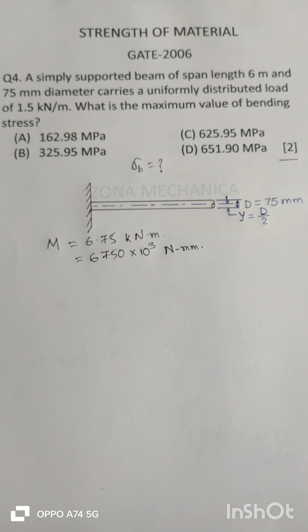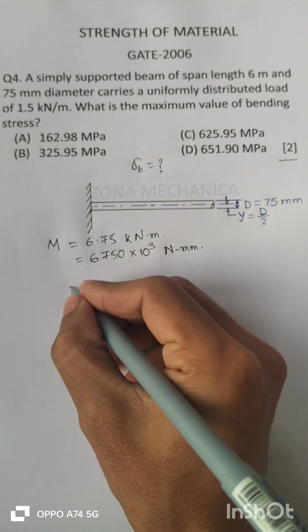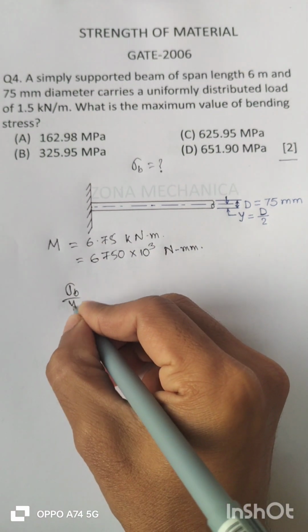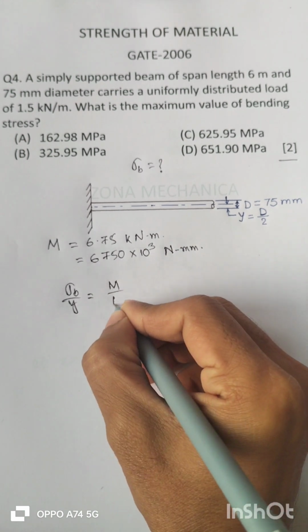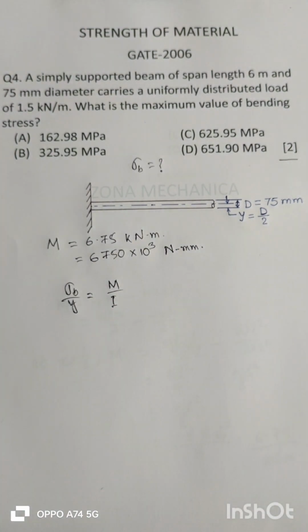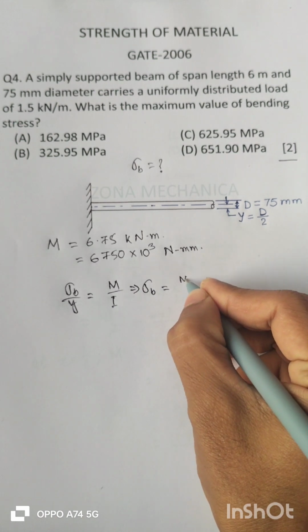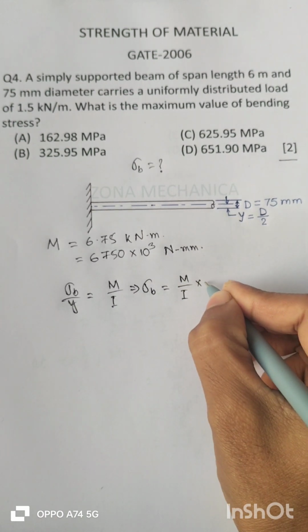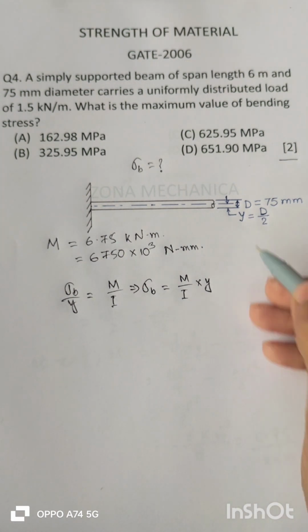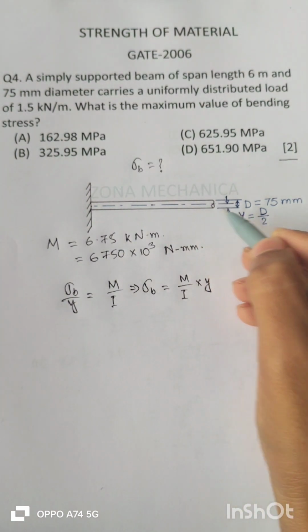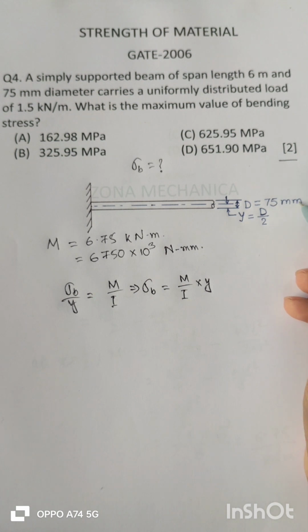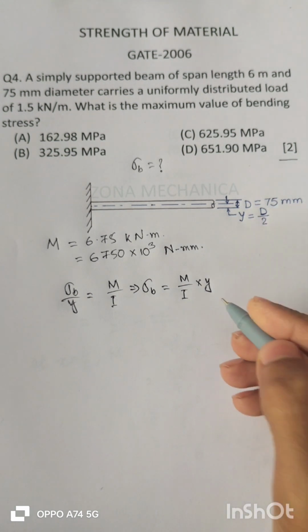Okay, now this question we can solve with the help of the well-known bending formula, that is sigma B by Y is equal to M by I, where all the symbols are bearing usual meanings. So sigma B is equal to M by I into Y. Clearly from the figure, this is a circular shaft of diameter 75 mm. Clearly Y is equal to D by 2.